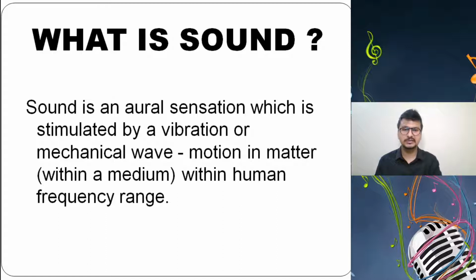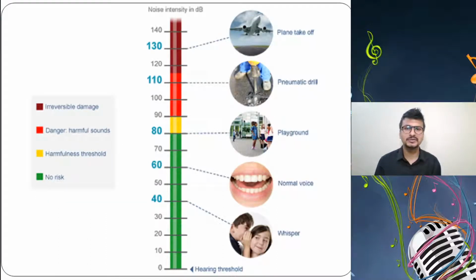Let's see this. There's a noise intensity chart, in decibels. This chart is bifurcated into four colors: maroon, red, yellow, and green. I'll start from the bottom. At the bottom it's 0, that is the hearing threshold. Then it goes 10, 20, 30, 40, 50, 60, 70, 80, 90, 100, 110, 120, 130, 140. So the scale starts from 0 to 140. Let's start with 40.